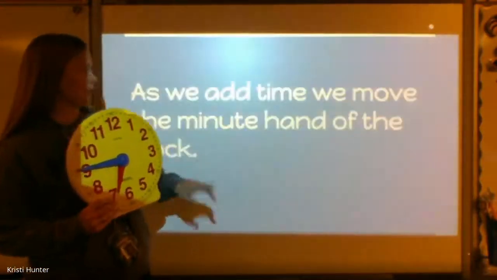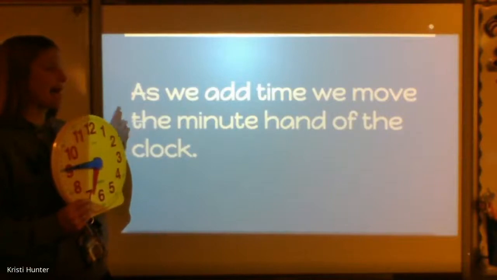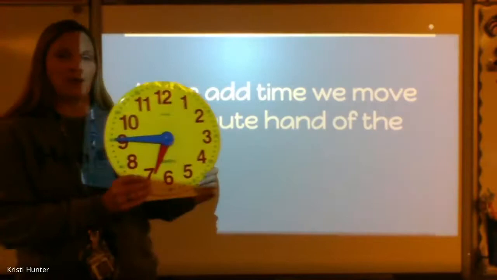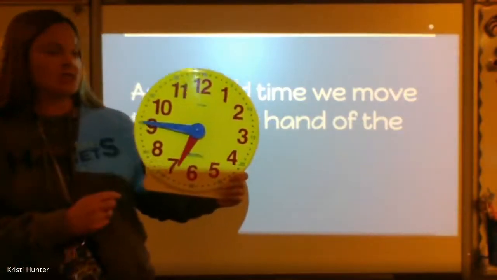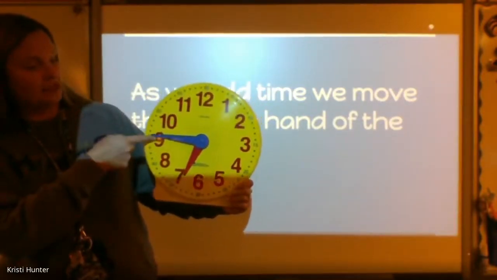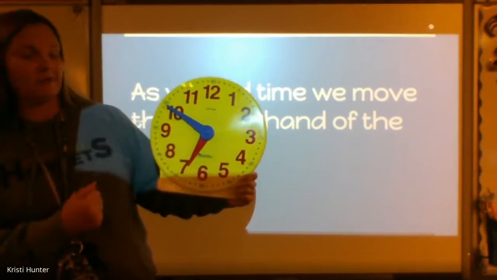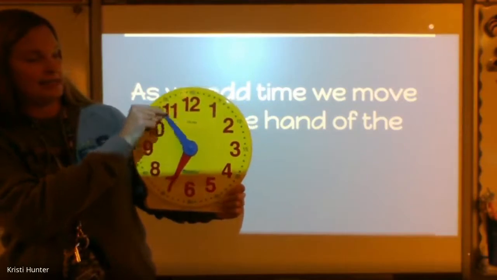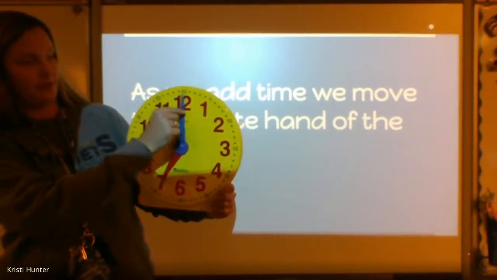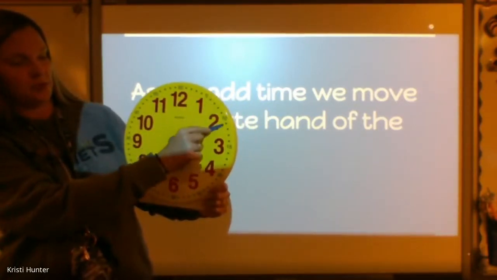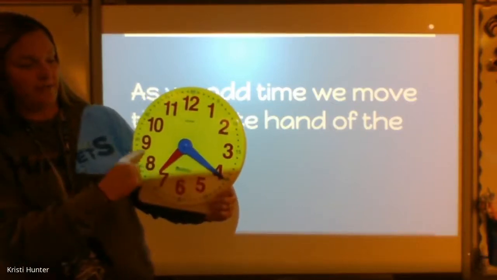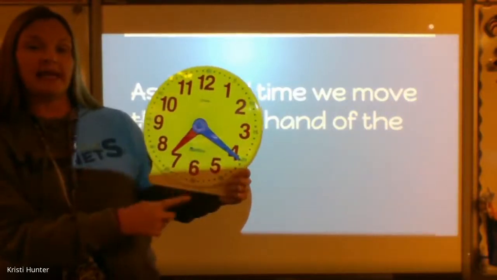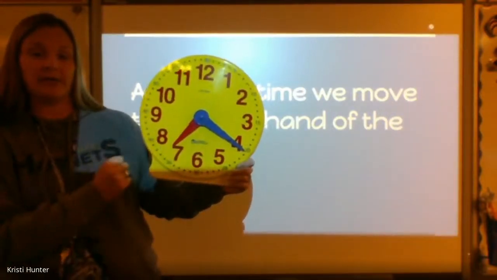Now remember, as we add time, we've moved the minute hand of the clock. So our minute hand is this long hand. So if I want to add time, I move the minute hand. I add 5 minutes, I've moved the minute hand. I add 10 minutes, 15, 20, 25, 30, 35, all from this starting point. I've moved the minute hand only, the hour hand will move on its own.